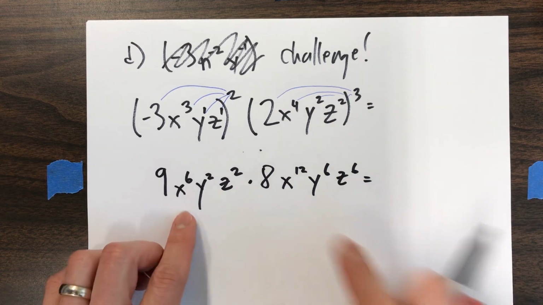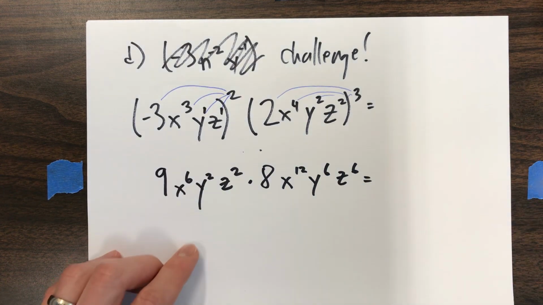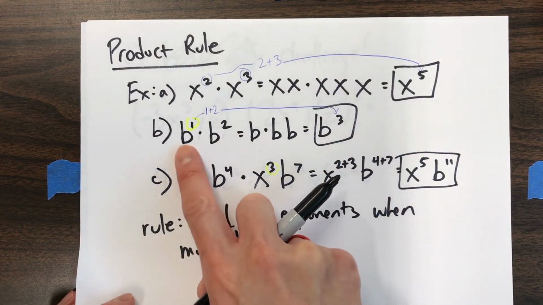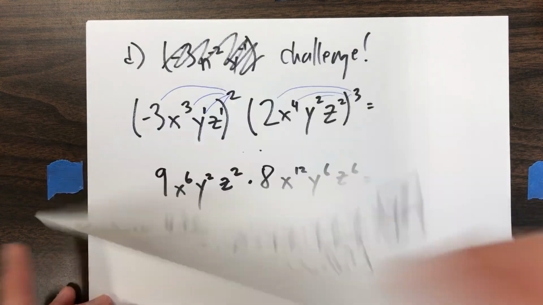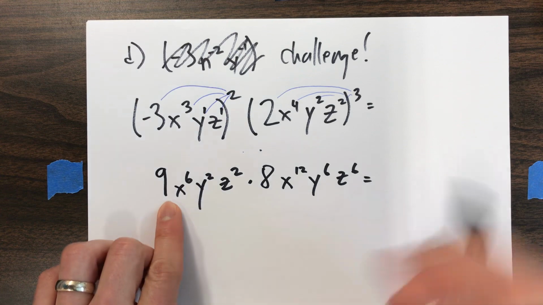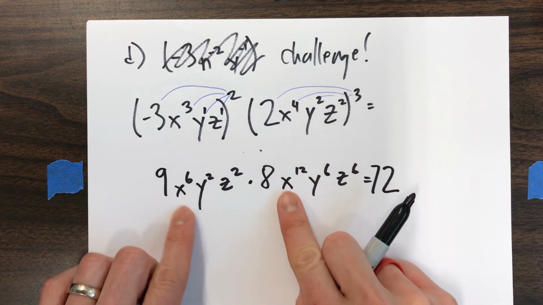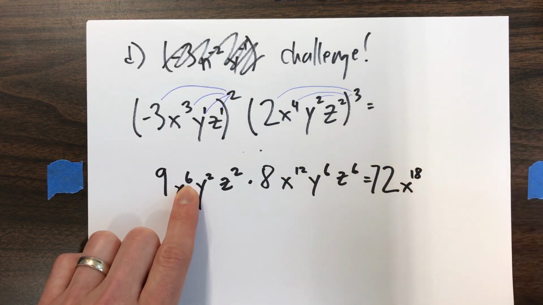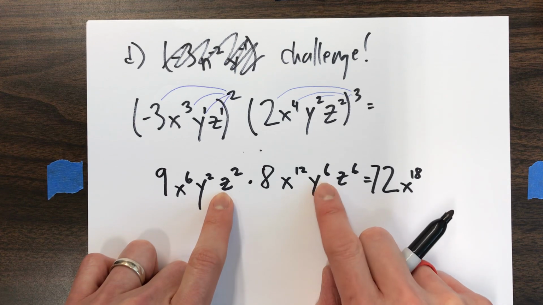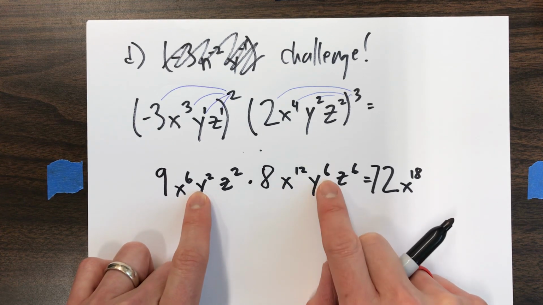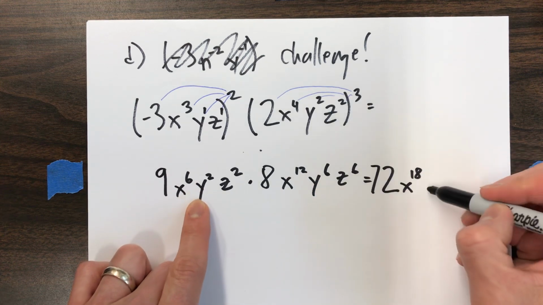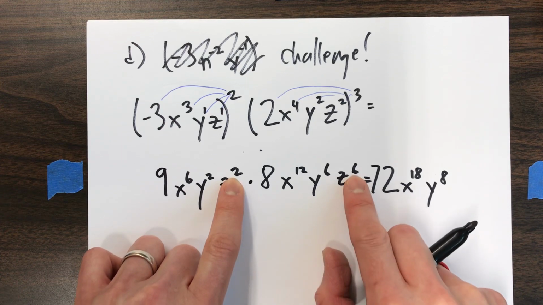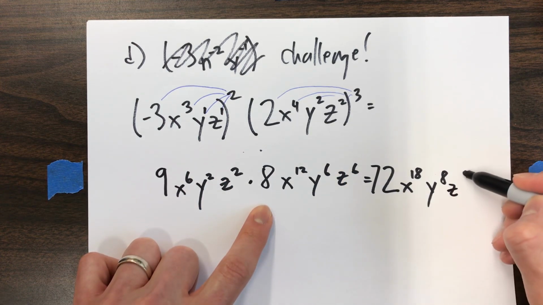Okay? Now, we're going to go back to our old friend, the product rule. Remember, we just did this one earlier, right? Whenever you're multiplying like variables, you add the exponents. So the 9 times 8, you multiply that, it's going to be 72. Now x to the 6th times x to the 12th, we're going to add those, so it'll be x to the 18th. y squared times y to the 6th power is going to be y to the 8th power. And then same thing right here, z to the 2nd power times z to the 6th power is going to be z to the 8th power.